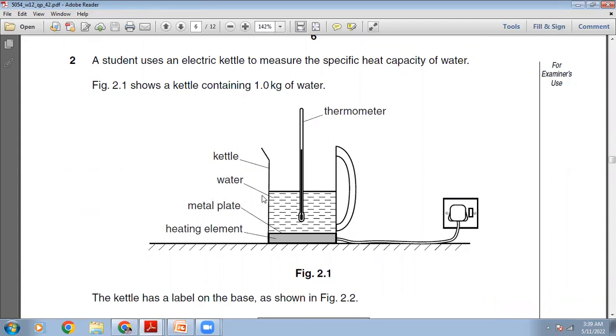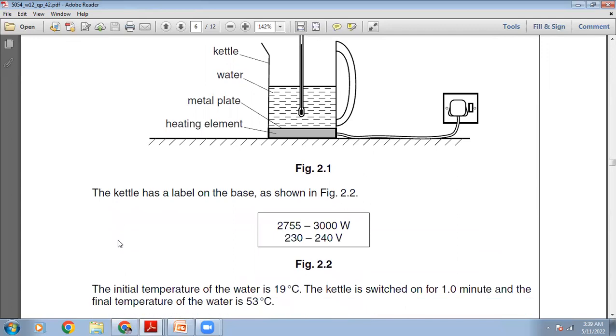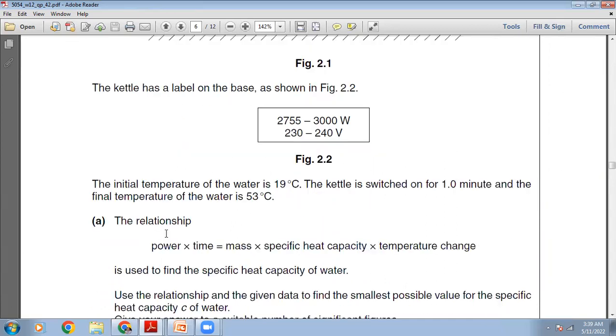So here we have the electric kettle, with water in it, and the hot metal plate heating element. Here we have a thermometer. The kettle has a label on the base as shown. If the power of the electric kettle is 2755 watts, it uses 230 volts, and if the power is 3000 watts, then it uses 240 volts.